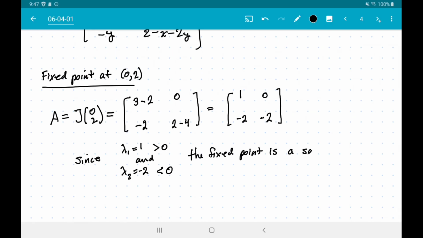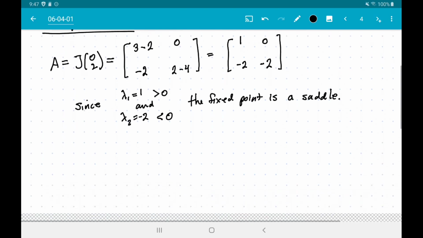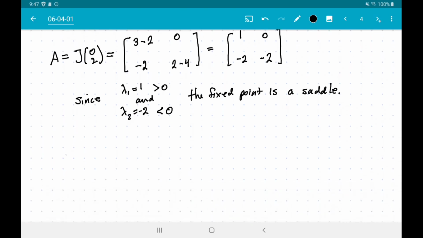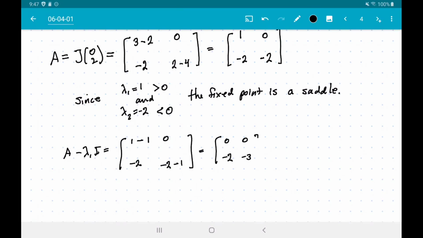It is a saddle. Okay, now we need to figure out which direction is the attracting direction and which direction is the repelling direction. Okay, well, let's do A minus lambda 1 I. That will be 1 minus 1 minus 2, 0, minus 2, minus 1. So that is 0, 0 on top and negative 2, 3, negative 3 on the bottom.